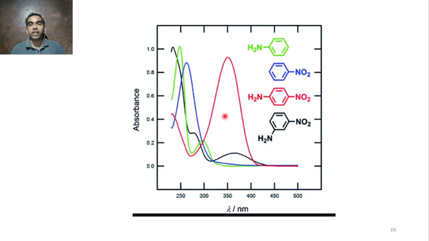So you can see it here, different spectra: aniline, nitrobenzene, para-nitroaniline and meta-nitroaniline. See this one, aniline, it has given lambda max at something around 250. Now nitrobenzene, that gives something around 260, 270.